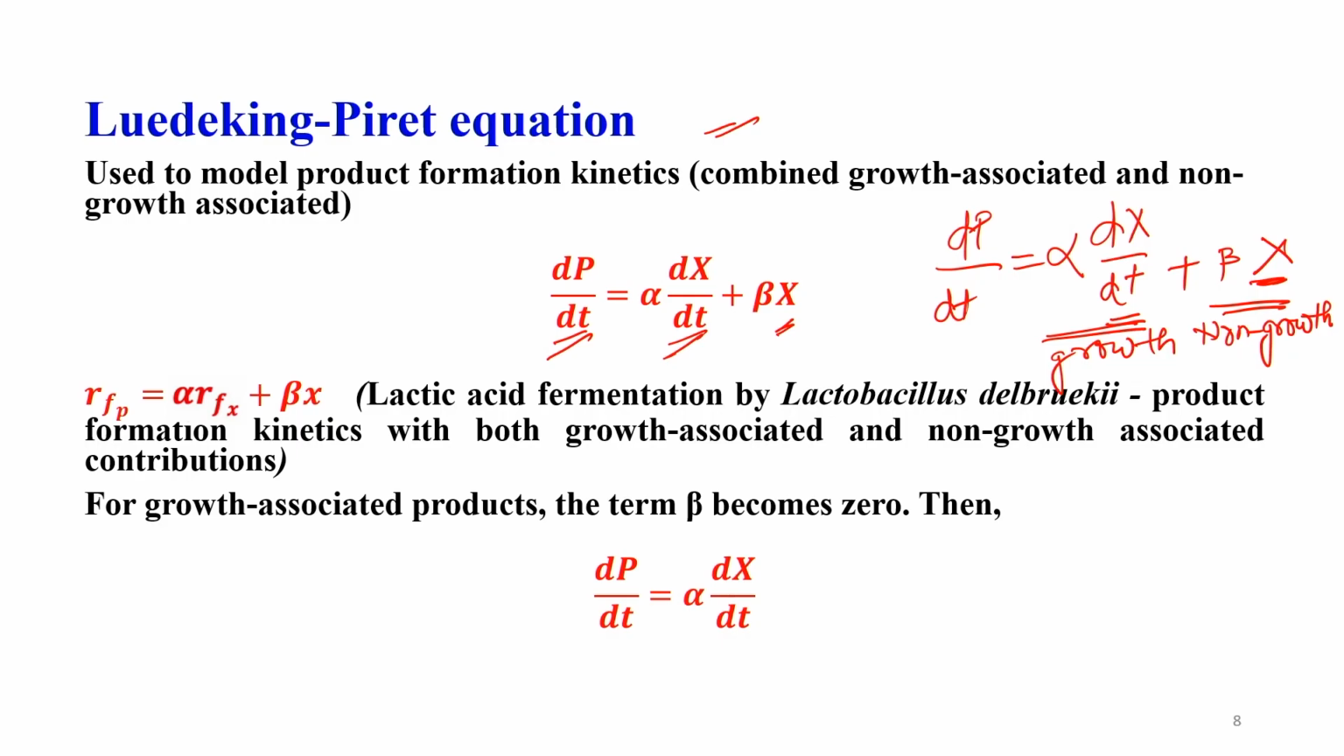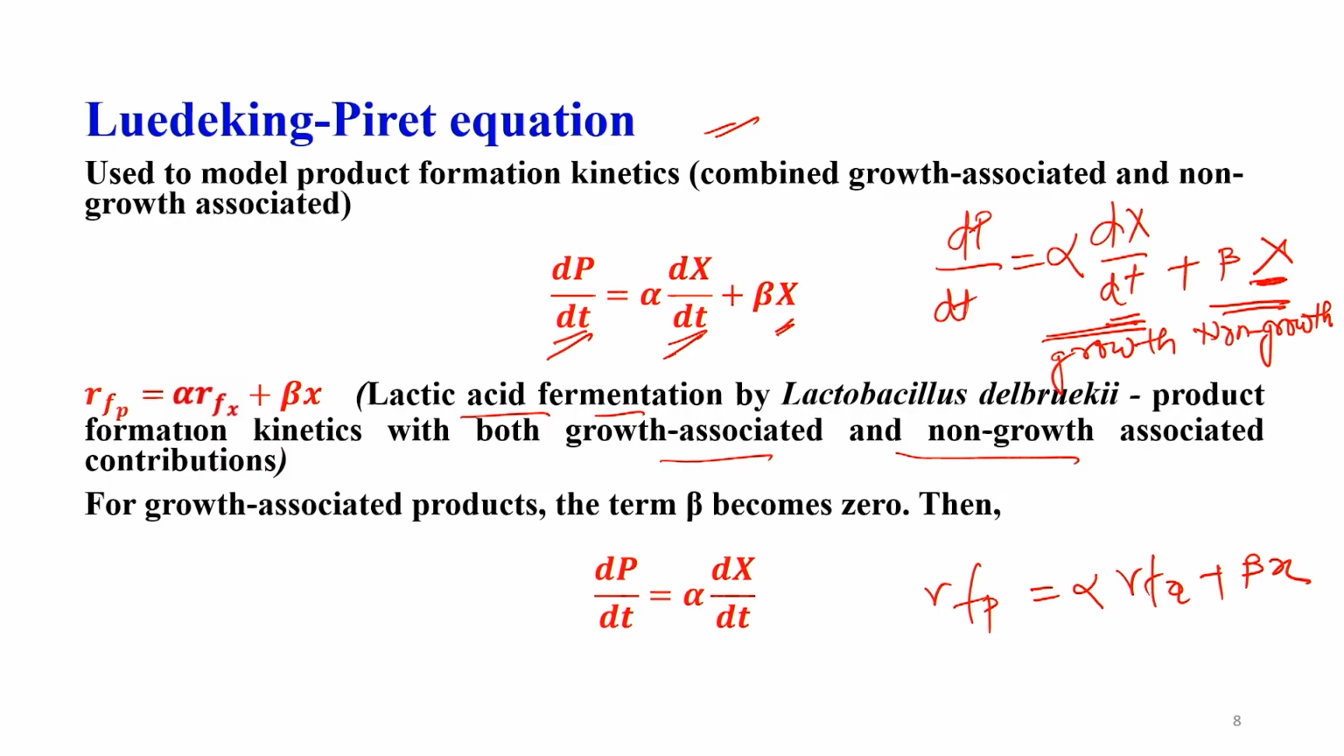In simple form it can be written as rFp equals alpha into rFx plus beta into x. One example of mixed fermentation is the lactic acid fermentation by Lactobacillus, where product formation takes place during the growth as well as the stationary phase.